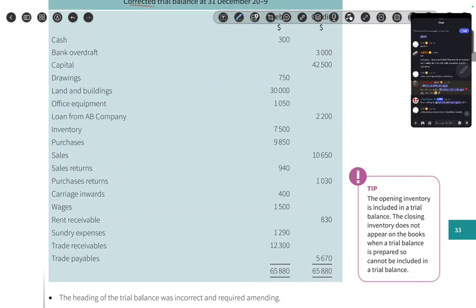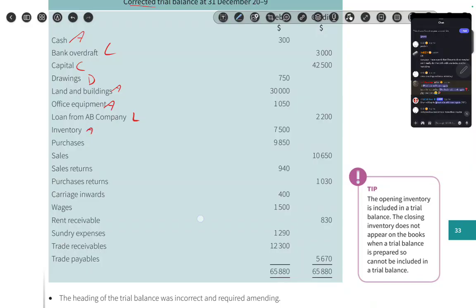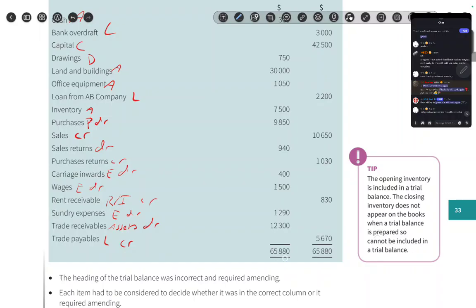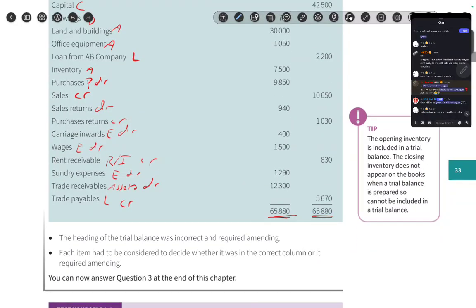Corrected trial balance: asset, liability, capital, drawings, asset, liability, asset. Purchases is going to be debited, sales is going to be credited, sales return will be debited, and purchase return will be credited. Carriage inwards is an expense, it will be debited. Wages is an expense, it will be debited. Rent receivable is revenue or income, it will be credited. Trade receivable is an asset, it will be debited, and trade payables is a liability, it will be credited. And you can see everything is hopefully correct. And that way we have our trial balance balanced.